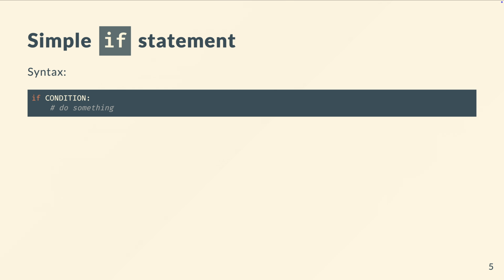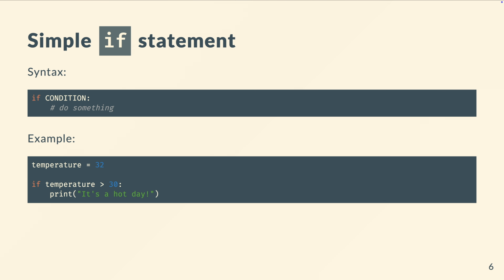Here is the syntax of a simple if statement. We write if, then a condition, then a colon. On the next line, we indent 4 spaces and write what to do. So it means, if the condition is true, do these indented lines. Now, an example. We set temperature to 32. Then we check if temperature is greater than 30. If that condition is true, Python prints, it's a hot day. If the condition is false, Python prints nothing, and it just moves on.